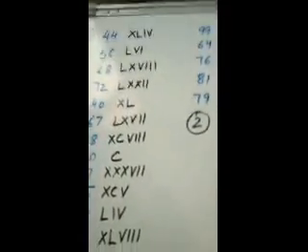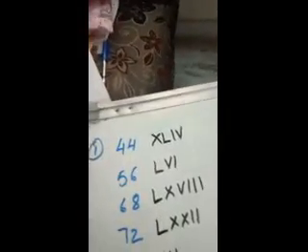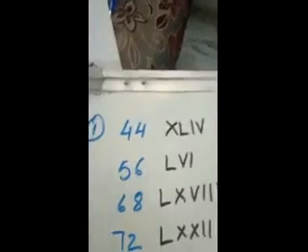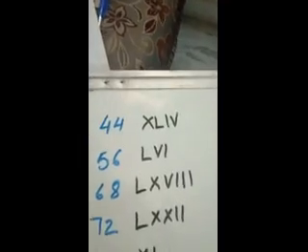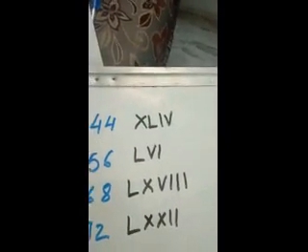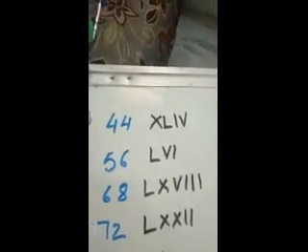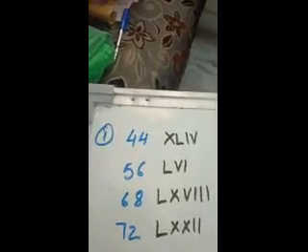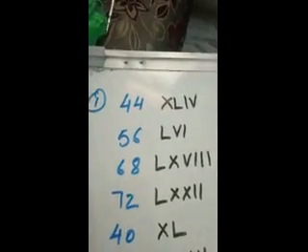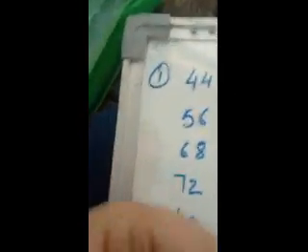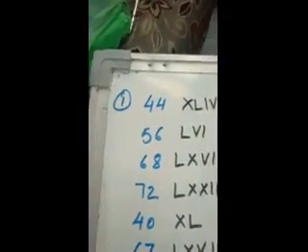So, today I am back with exercise 15.1. Answer number 1. You are given numbers in the Hindu Arabic system and you have to convert those numbers into Roman numerals. Right? You have done counting 1 to 100, so it's very easy for you. First number is 44.